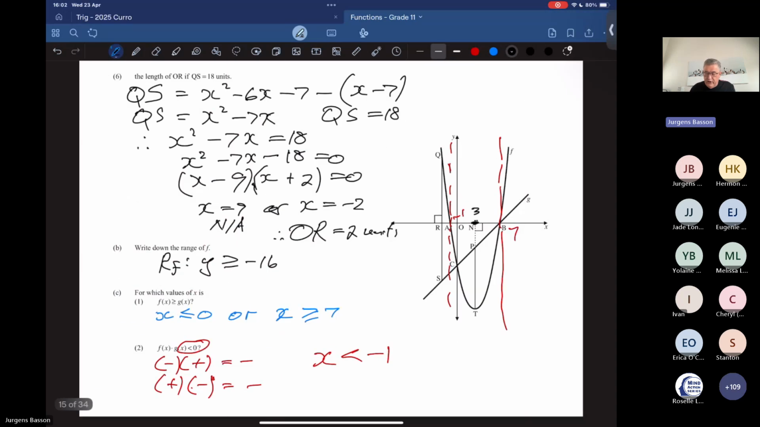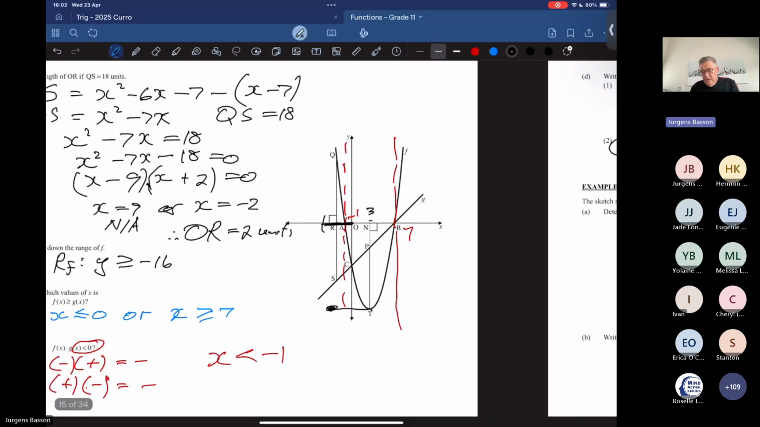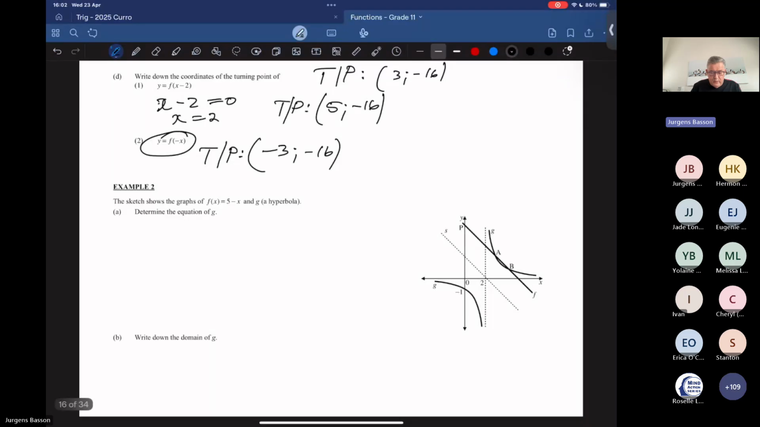And if we look at the parabola, you see that distance 3 units, it will be 3 units that way. That is where we want to move it. And that means it will be at negative 3, and that turning point will stay at minus 16. So these are the kinds of questions your learners must be able to answer.